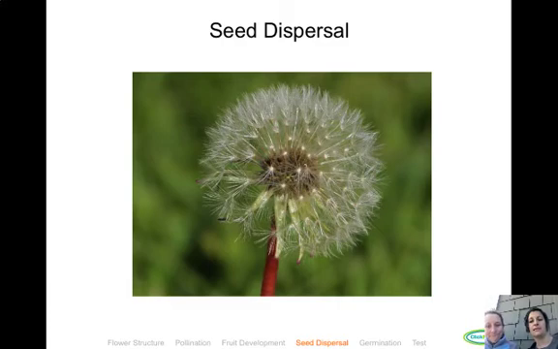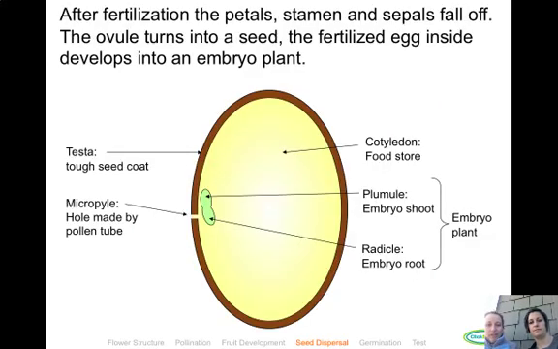All right, guys, moving on to seed dispersal. Okay, so after fertilization occurs, the petals, the stamen and the sepals fall off, and the ovule turns into a seed. The fertilized egg inside develops into an embryo plant, okay? So this is just showing you parts of this. The tough seed coat on the outside is called the testa. You have a hole that was made by the pollen tube called the micropyle.